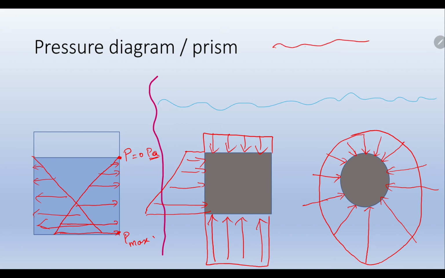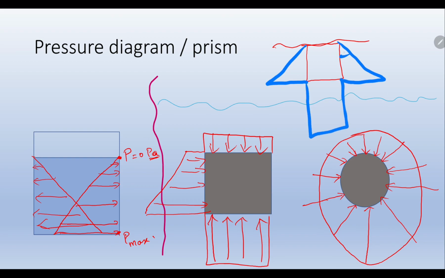Have a look at some more examples. If the body is exactly at the surface of the water, how is the pressure prism going to be? Let me draw it for you. It is going to be like this. This takes into consideration only the water pressure, not the atmospheric pressure.